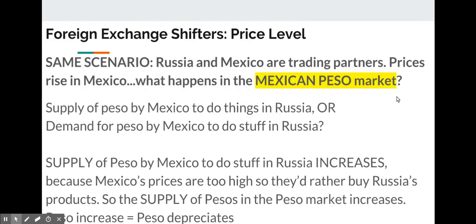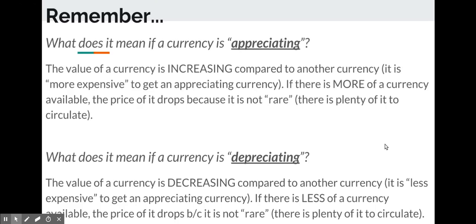All right, moving on. This is also the same scenario on the flip side with Russia and Mexico being trading partners, except prices rise in Mexico. So what happens in the peso market? And here's what you want to be choosing between, and then the explanation down here. One more time, appreciating versus depreciating. You already saw this, so I'm not going to straight up read it to you again. The difference between appreciating, a currency being more valuable, and depreciating, meaning it is less valuable.